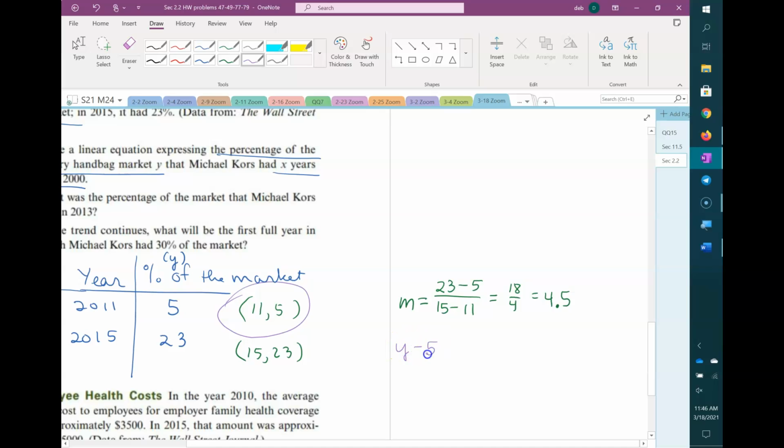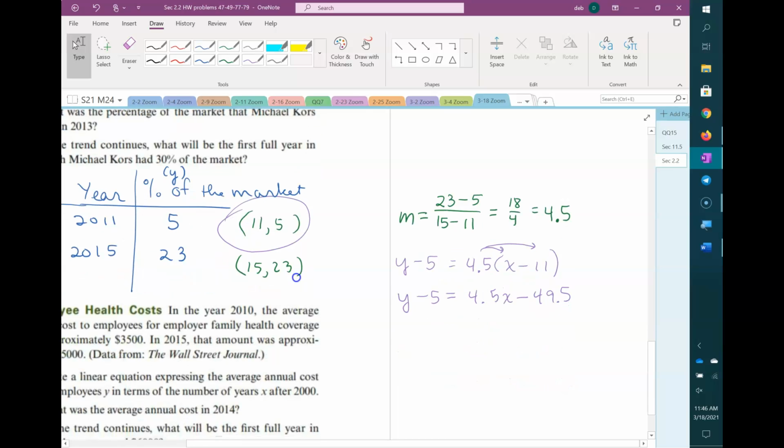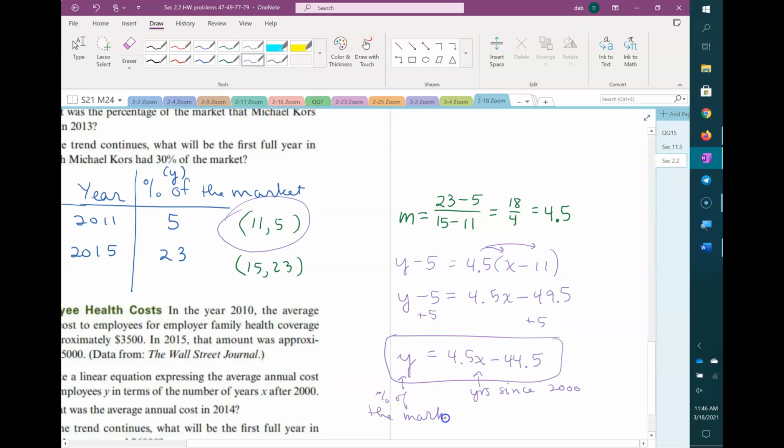So I'm going to have y minus 5 equals the slope of 4.5 times x minus 11. Then I'm going to distribute my 4.5 and get 4.5x minus 49.5. So then I'm going to add 5 to both sides and get y, the percent of the handbag market that Michael Kors has, equals 4.5x minus 44.5. So this is the equation that relates years since 2000 to the percent of the market. Okay, so that's the first part of the question.